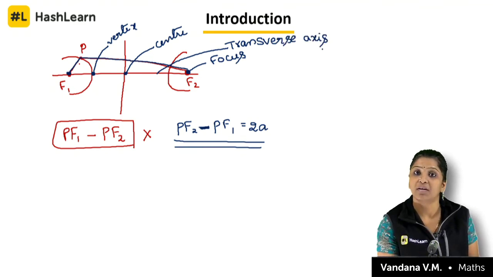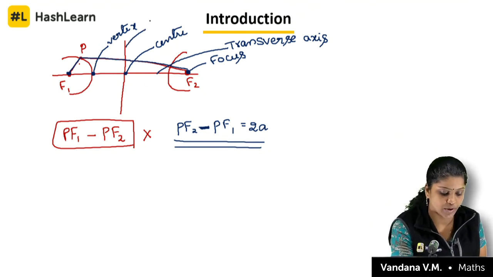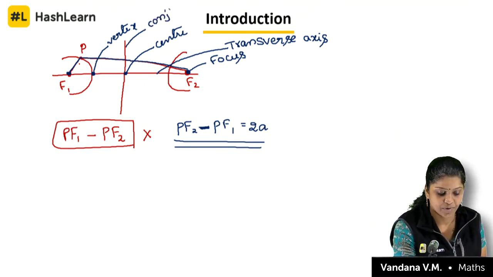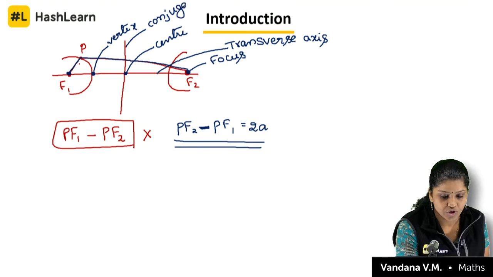Which is perpendicular to it is called the conjugate axis.